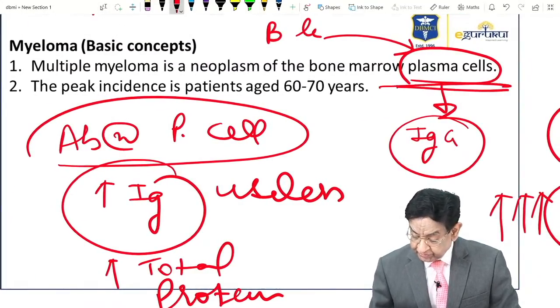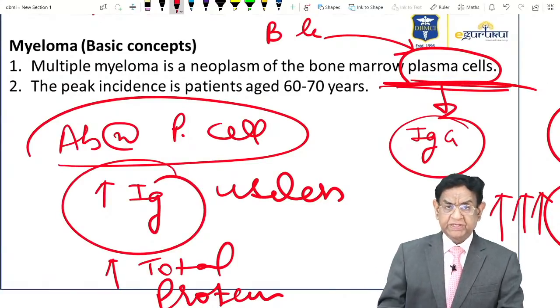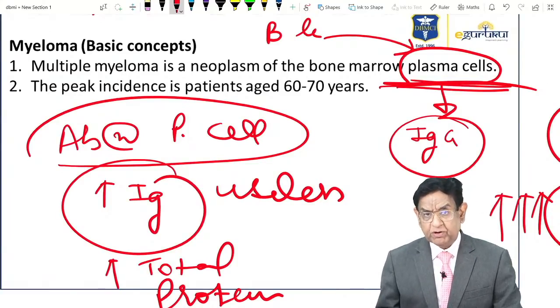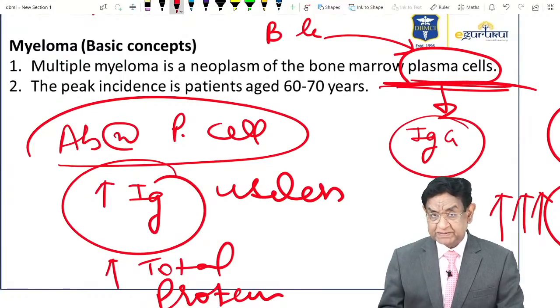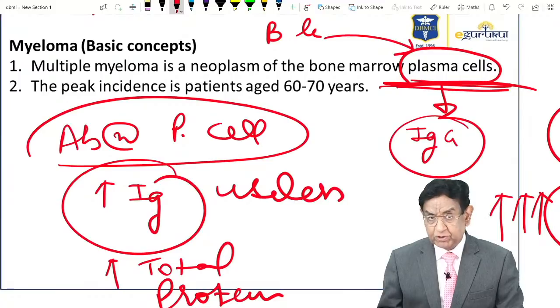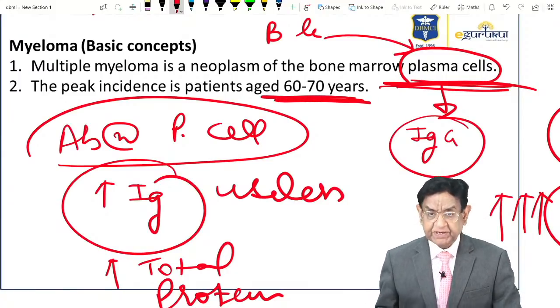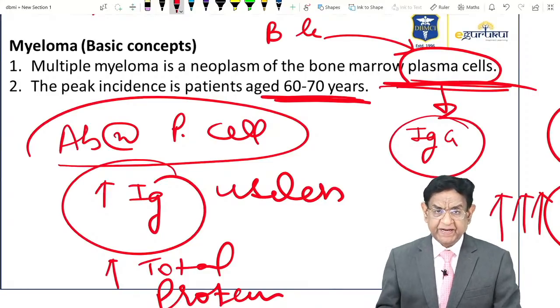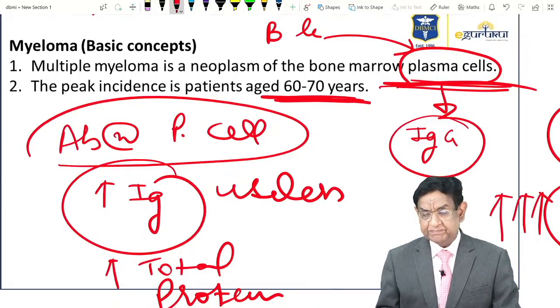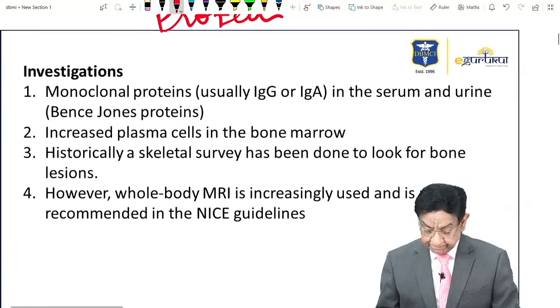We got a lot of questions. We got a lot of physiology questions, including immunoglobulin produced by the normal plasma cell and, of course, abnormal immunoglobulin from the abnormal plasma cell. Age 60 to 70 years justified our statement that it is a disease of elderly people.